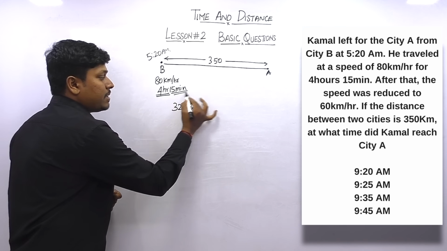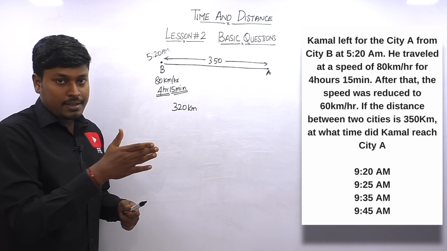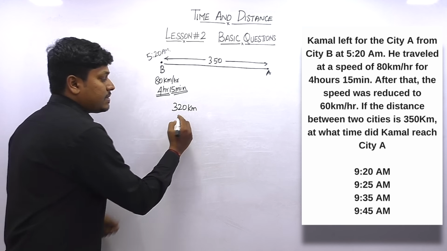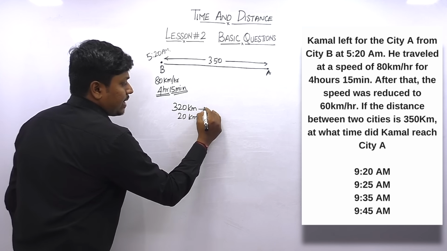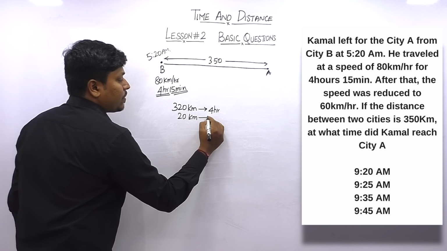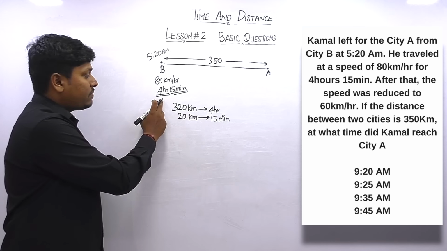Next we have 15 minutes remaining. 1 hour 80, half an hour 40, 15 minutes 20. So we can say that another 20 km in 15 minutes. Friends, got it, right? 320 km in 4 hours, 20 km in 15 minutes. Understood this concept? How I have calculated this?